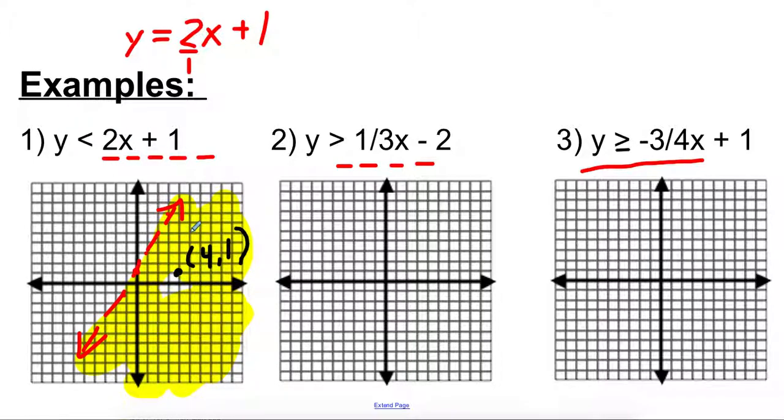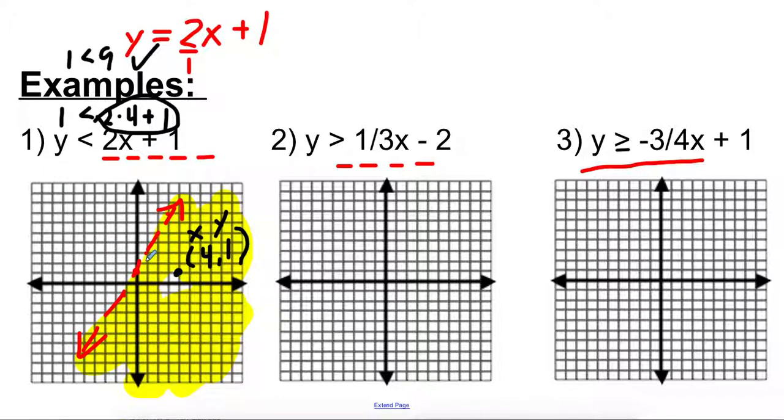My y value was 1. My x value from this point was 4. And if we substitute in the x and y values and evaluate this side, 2 times 4 is 8, plus 1 is 9. Well, 1 is definitely less than 9. Yes, that's true. So anything underneath this line, when we evaluate it, would give us a true inequality.